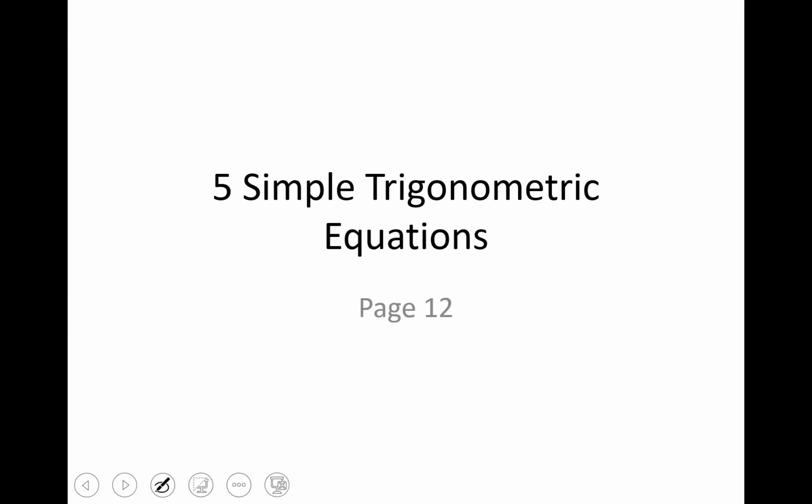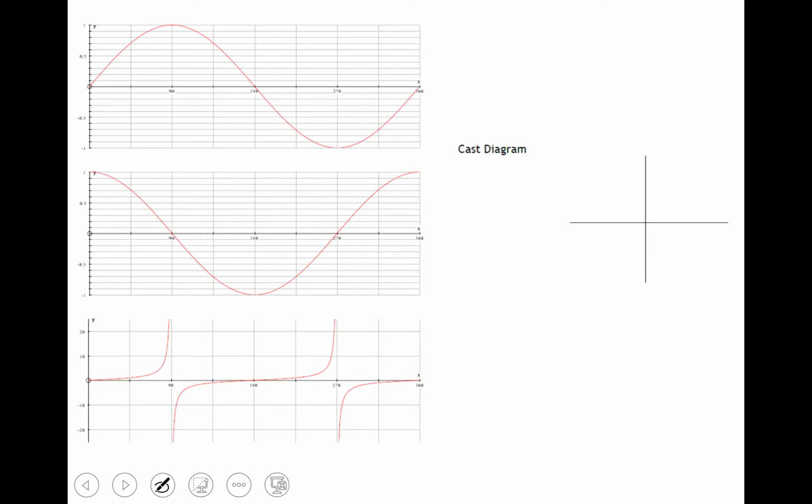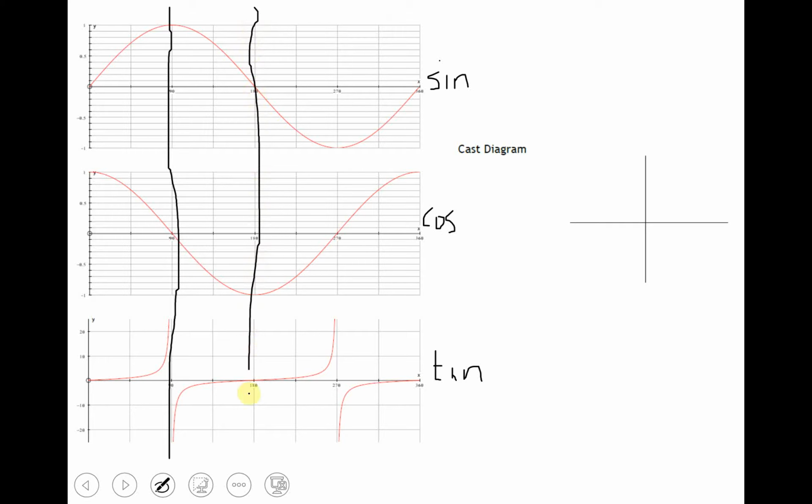Section 5. Simple trigonometric equations. Page 12 of the C2 booklet. Now the first graph here is the graph of y equals sine x. The second graph is the graph of y equals cos x. The third graph is the graph of y equals tan x. And what we're going to do is split each of those graphs into 4 quadrants, and we're going to correspond this to what's called a cast diagram.